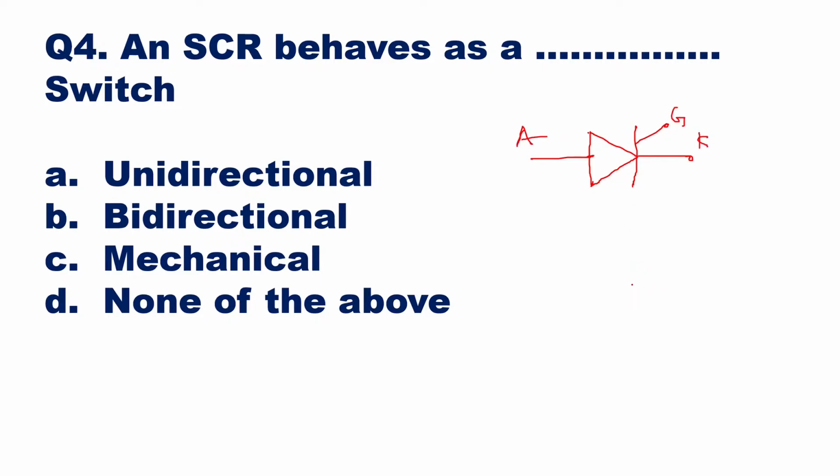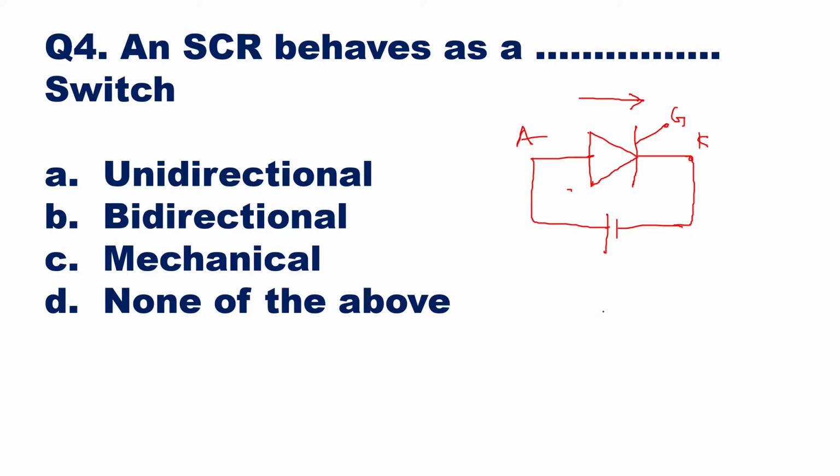Now this symbol can work only when the anode is made more positive with respect to cathode. In that case, it is going to work and the flow of current will be in one direction only, that is unidirectional. So SCR behaves as a unidirectional switch, that there is no current flowing in the other way. It is going to flow in only one way.